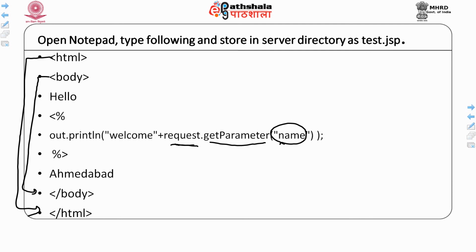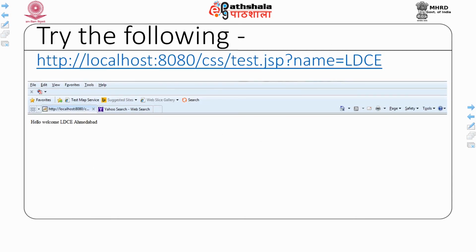What is our focal point? out.println welcome. So, you are asking a request object to get a parameter that is name. Now, how would you run it? You have to run it at http://localhost:8080. On my machine I have installed the Apache server. You may have any server, Apache, IIS. So, accordingly you have to give your server name. I have stored the test.jsp file in the CSS folder under the server directory.